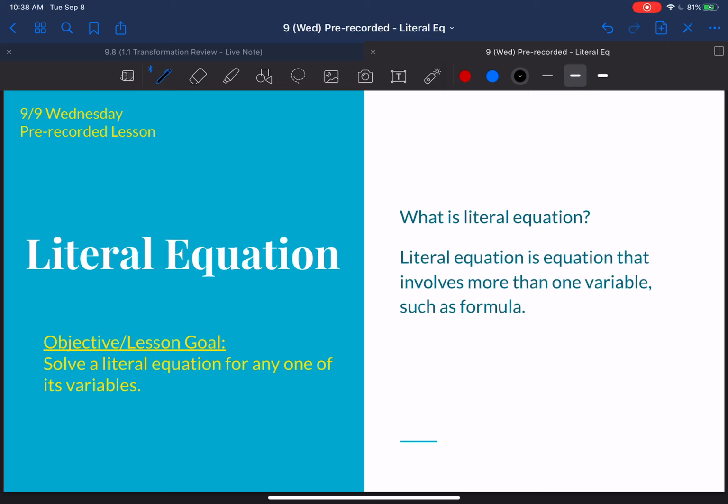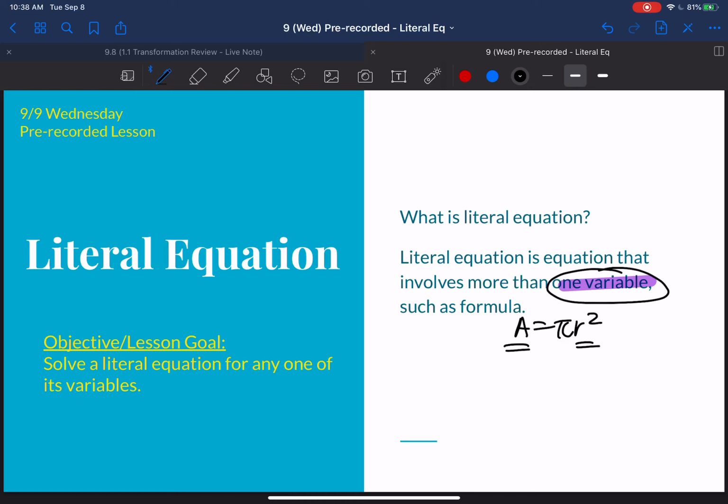Some of you already know what to do with linear equations because this is from Algebra 1 or pre-algebra. But we have to review linear equations in order to go over the next topic and next chapter. So what is a linear equation? A linear equation is an equation that has more than one variable. For example, a formula has more than one variable, like A equals pi r squared. I have A, I have r, so it has more than one variable. These kinds of equations are examples of linear equations.